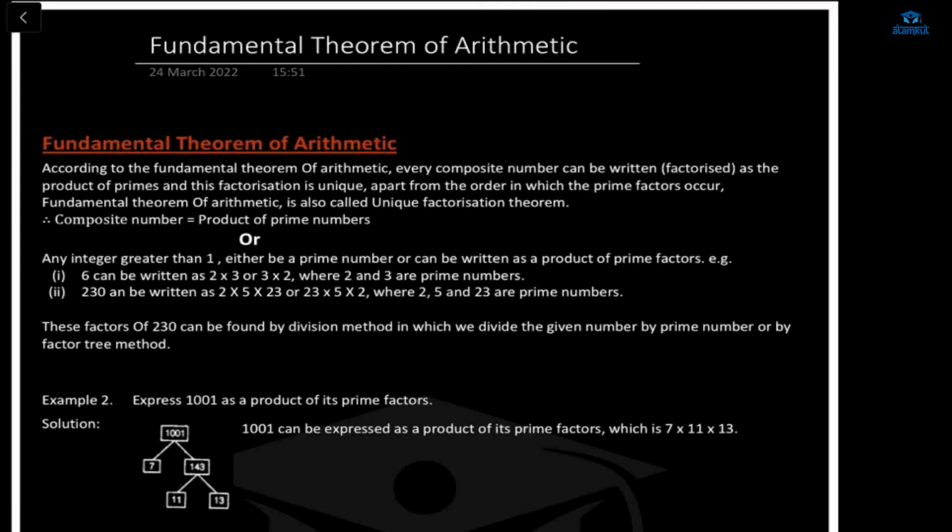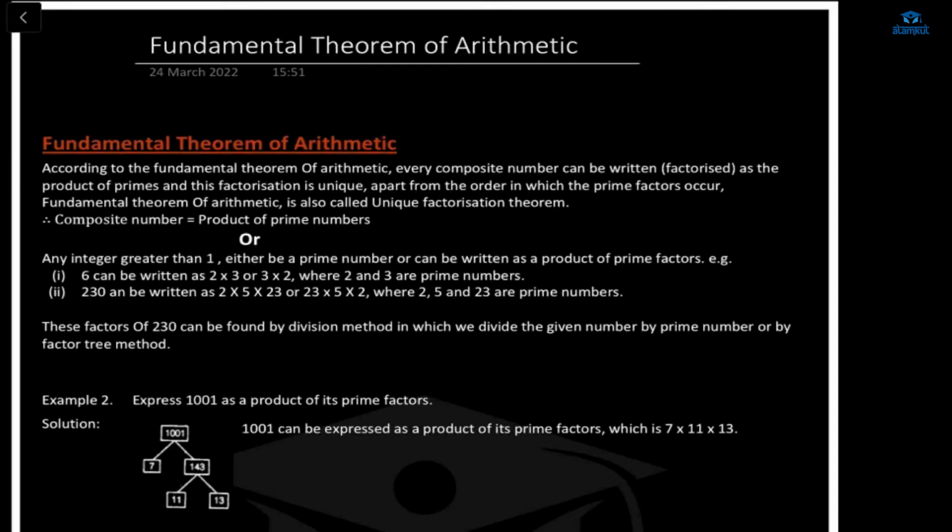For every number, there will be a unique factorization. For some, 2 can be used only 1 time, 3 can be used 2 times, and 5 1 time. For some, 2 can be used 4 times. So this factorization will be unique for every composite number. But the order can be varied. You can write 2 into 3 into 5, or you can write 5 into 3 into 2. This order can vary, but the numbers will be unique, that is, how many times they are appearing.